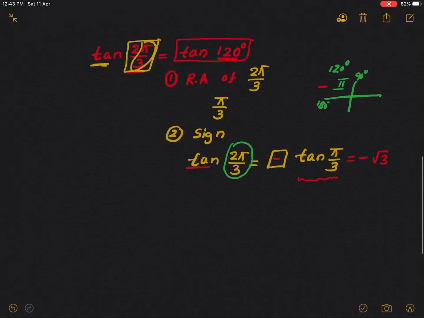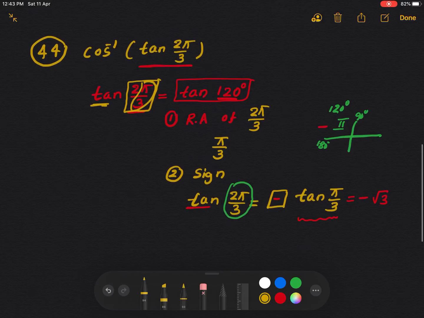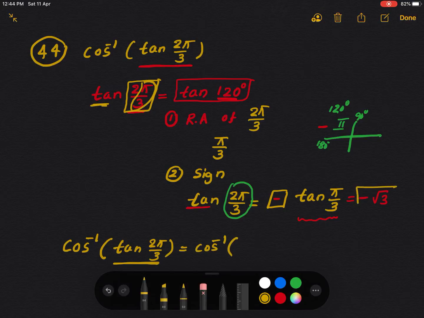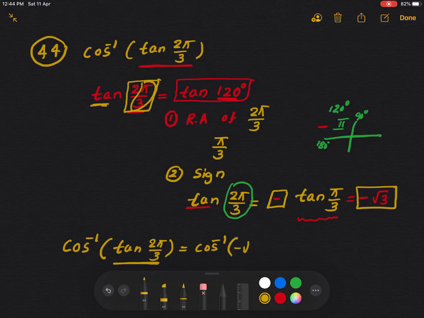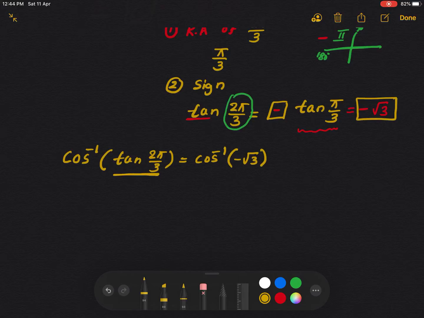Now just substitute the value back. Now the problem is cosine inverse tangent 2 pi over 3. You found the value for tangent 2 pi over 3. What is tangent 2 pi over 3? Minus root 3. So cosine inverse of minus root 3. Now think, is it defined?